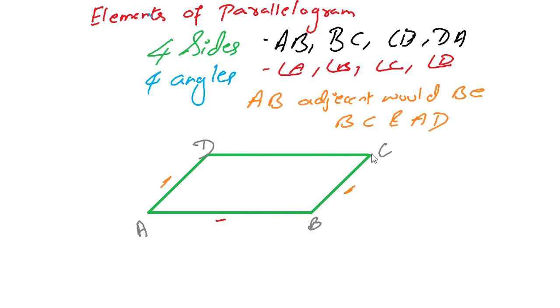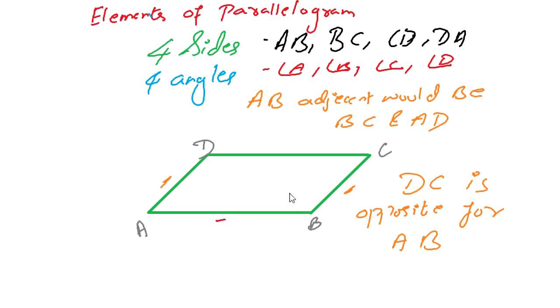But what is the side DC for AB? DC is the opposite side for AB. That is, DC is opposite for AB. So what do adjacent and opposite sides mean? When any side is considered, the side next to the side compared is called the adjacent side, and the side which lies opposite to it is called the opposite side.